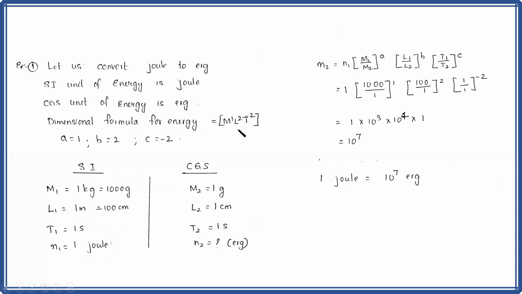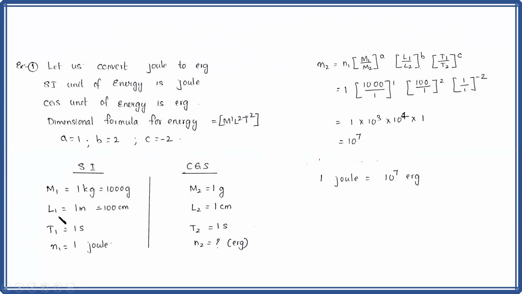The dimensional formula for energy is M1 L2 T minus 2. Here the powers are a equal to 1, b equal to 2, c equal to minus 2. Clearly you can see here. Let us make a table, with the SI system on the left side and the CGS system on the right side. In the SI system, mass is 1 kg. How much is it equivalent to in the CGS system? It is equivalent to 1000 grams. That means the CGS mass is 1 gram.